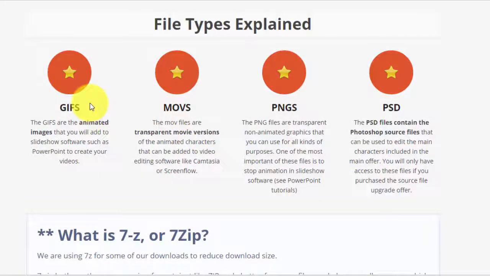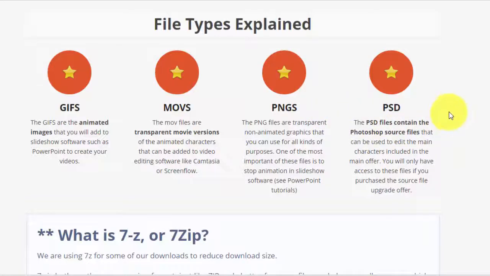There are GIFs, and those are animated images that you can use in your PowerPoint. You can use them on Google Plus in your posts there, and those are just animated characters. There are MOV files, and those are like tiny movies, and you can use those movies in your Camtasia. There are PNG files. Those are strictly images. Those are transparent, non-animated images you can use on your blog. You can use them in your videos. You can use them in all of your video creation software.